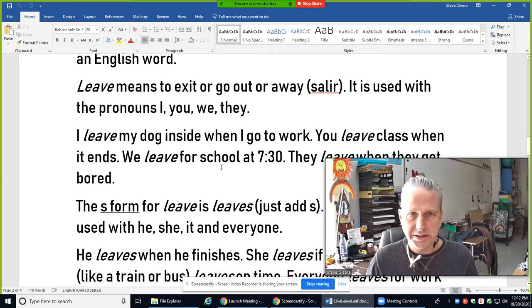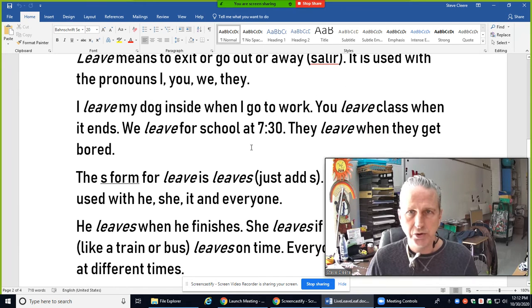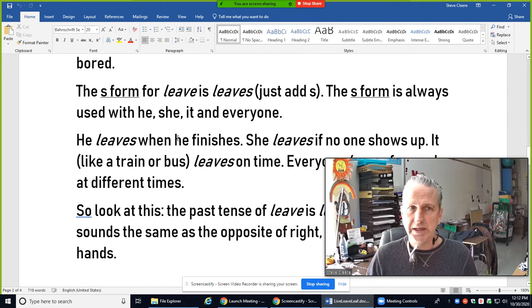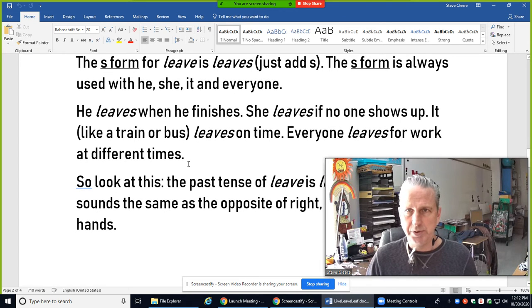I leave my dog inside when I go to work. You leave class when it ends. We leave for school at 7:30. They leave when they get bored. Not bored, bored. The S form for leave is leaves. Just add S. The S form is always used with he, she, it, and everyone. He leaves when he finishes. She leaves if no one shows up. It, like a train or bus, leaves on time. Everyone leaves for work at different times.